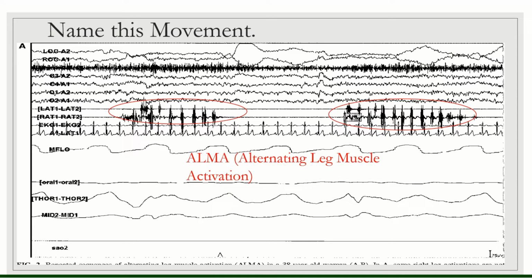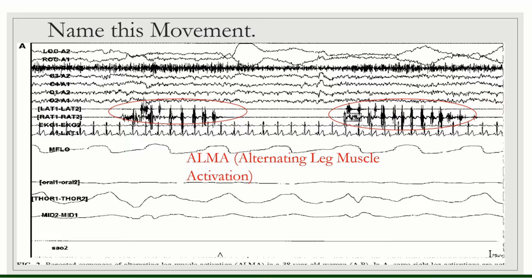ALMA, alternating leg muscle activation. You notice how they're moving one leg, then they move the other, then the one, and then the other. It just keeps going back and forth. That doesn't mean that every single movement is one leg, then the next leg. Sometimes it skips, but this is still an example of alternating leg muscle activity.